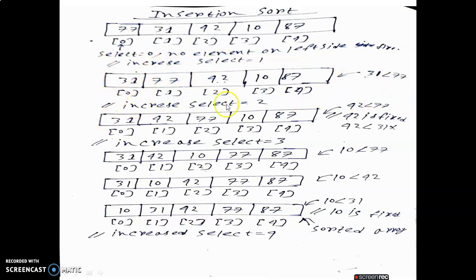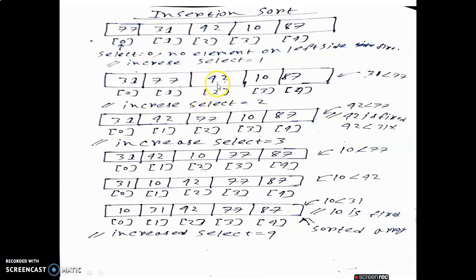Then increase select to 2. Now our select points here. Now compare this element with the previous ones, meaning the left hand side values. First compare with 77. The select value is now 2, pointing here.